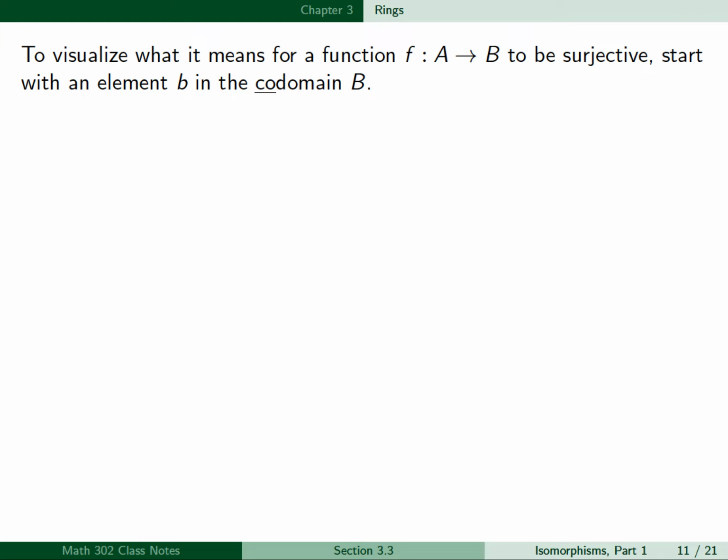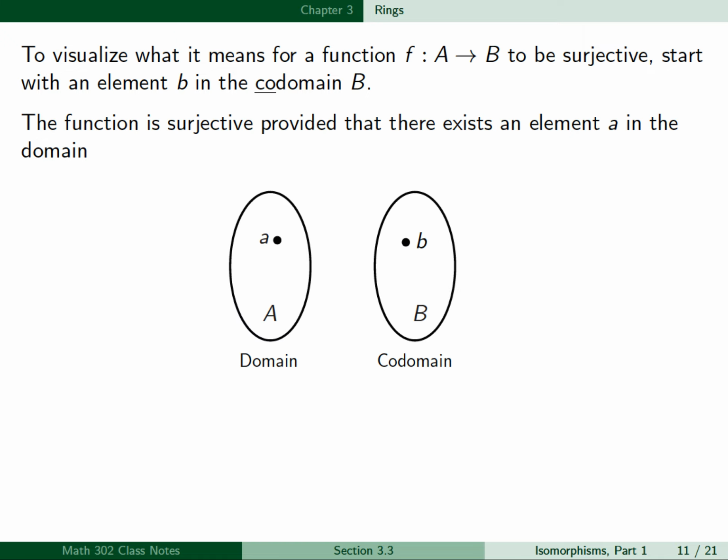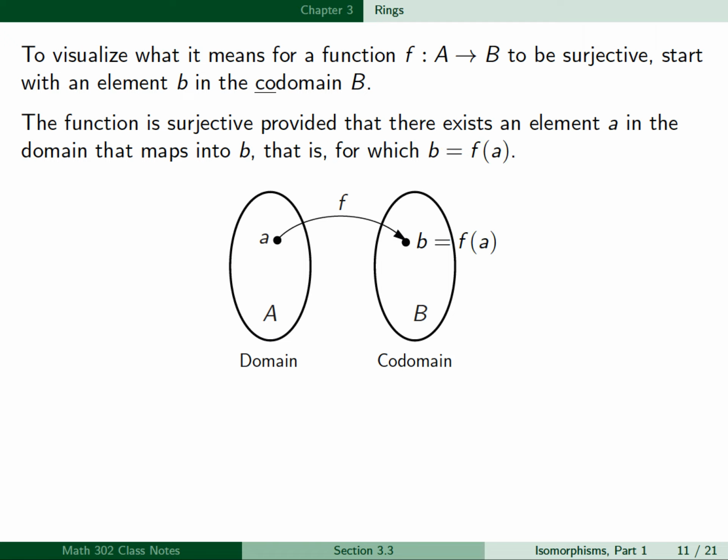To visualize what it means for a function f from A to B to be surjective, let's start with an element b in the codomain B. The function is surjective provided that there exists an element a in the domain that maps into b. So we're starting with the element b, and then we have to find an element a that maps into b, that is, for which b equals f(a).